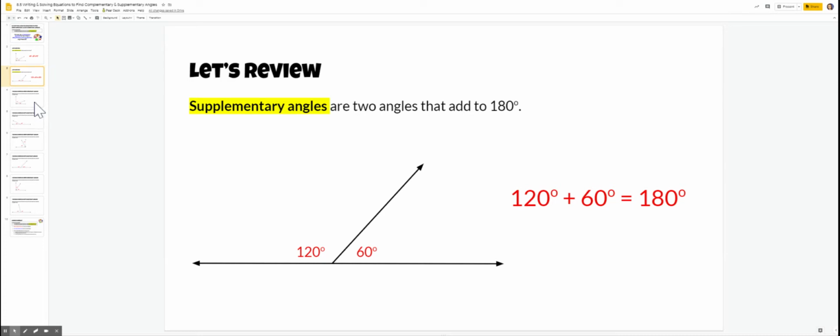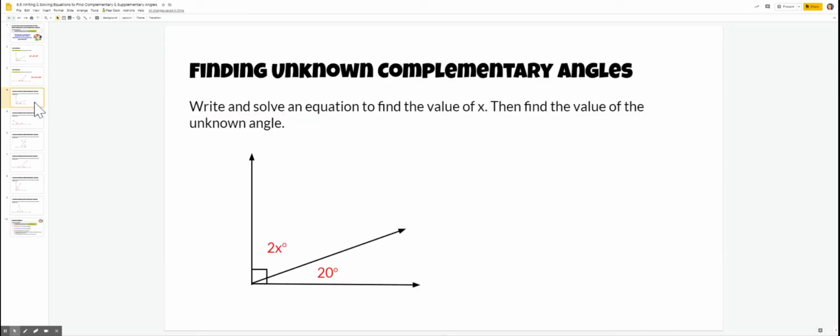Okay, so we're going to be doing work that's a little bit different and has a couple more steps than what we did last week. We're going to kind of add to what we learned. So let's take a look at this first example, finding unknown complementary angles. If you look at the diagram, there are two angles. It looks like they add up to 90 degrees, and the directions say write and solve an equation to find the value of x, then find the value of the unknown angle.